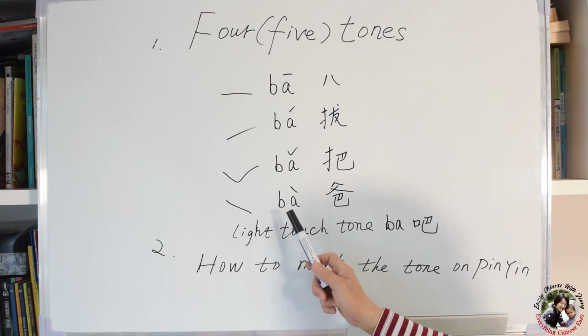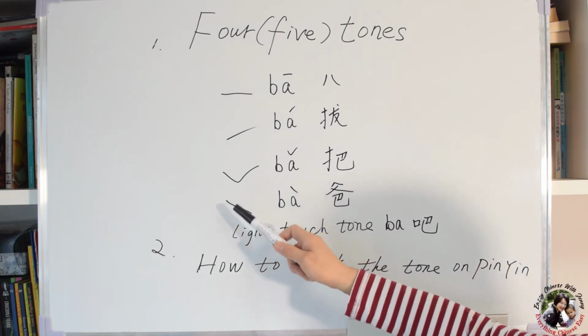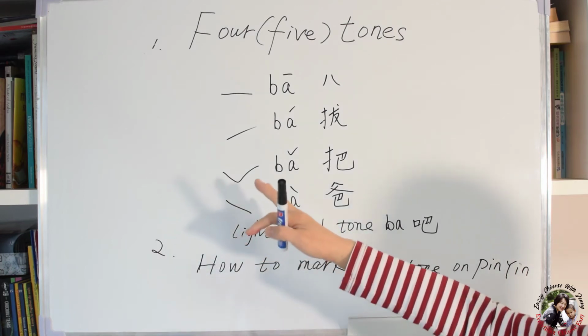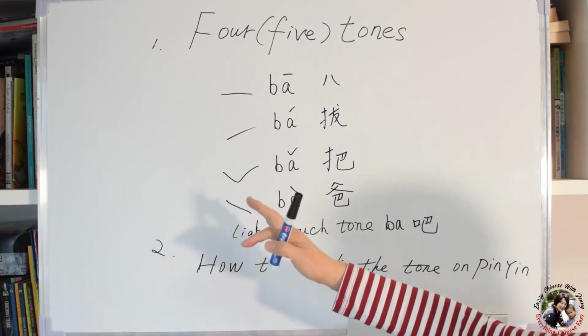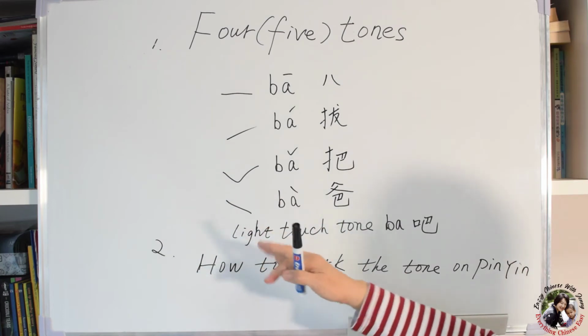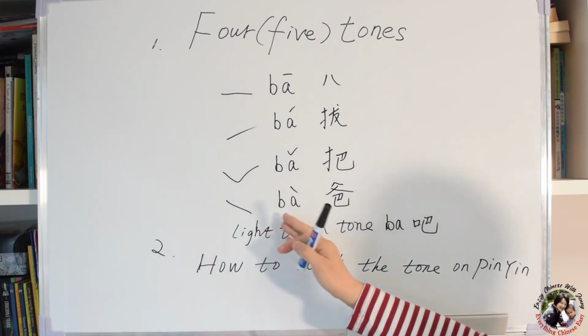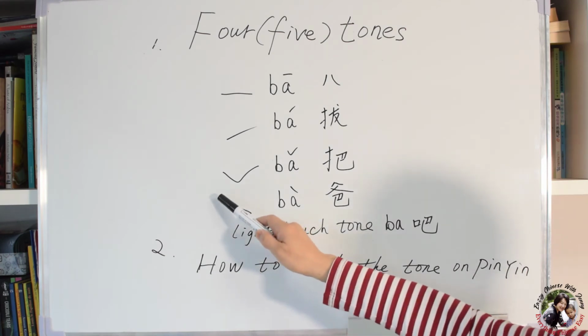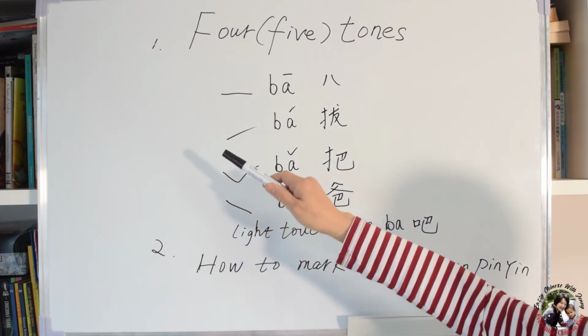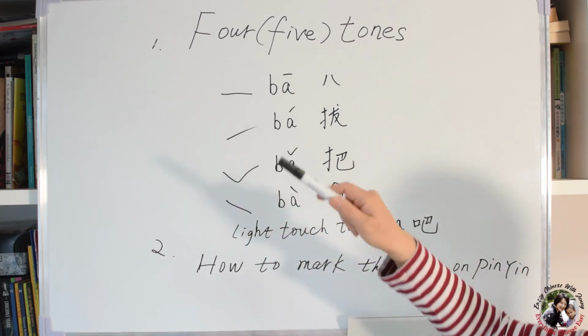And the fourth tone, ba. This tone is a falling tone, which at the beginning is very high, ba, and you feel it's a bit short, ba. That's why we use this sign, from top down to bottom, ba.